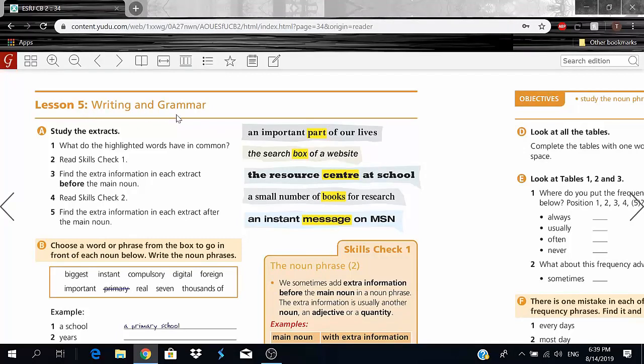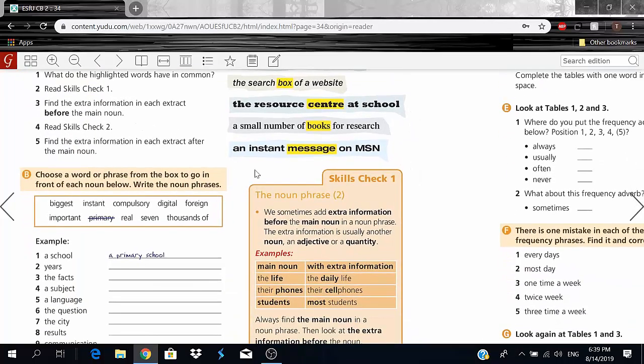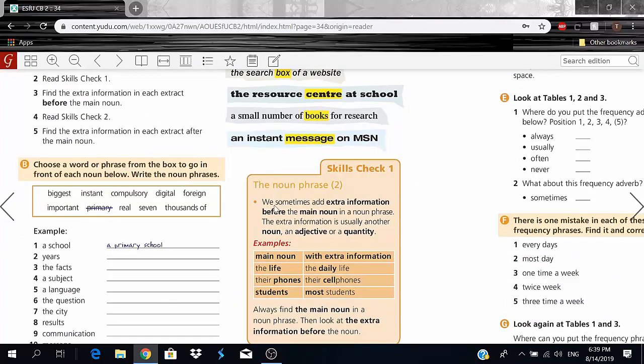Alright, you guys, now moving on to lesson 5, writing and grammar here. Here we have exercise A. Study the extracts. What do the highlighted words have in common? And actually, we're going to read skills check 1 first so we can understand what he's talking about. So here we have the noun phrase. We sometimes add extra information before the main noun in a noun phrase. And this extra information is usually either another noun, an adjective, or a quantity.